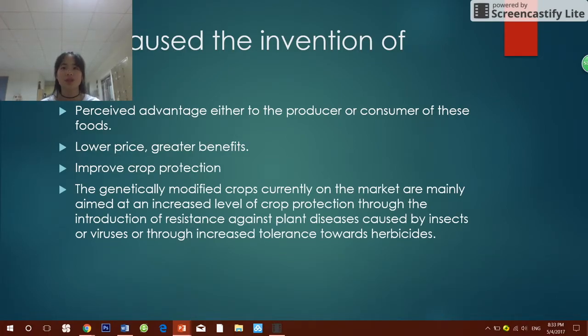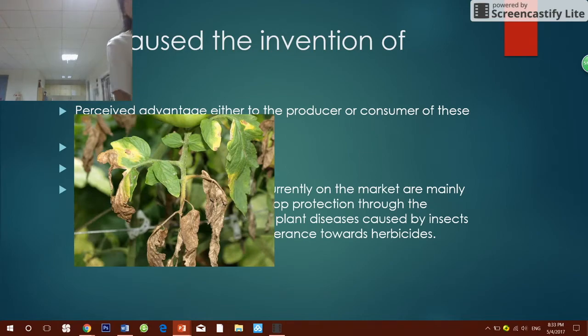One of the objectives for developing plants based on genetically modified organisms is to improve crops' protections. The genetically modified crops currently on the market are mainly aimed at increasing the level of crop protection through the introduction of resistance against plant disease caused by insects or viruses, or through increased tolerance toward herbicide. And this is a picture of non-GMO food.